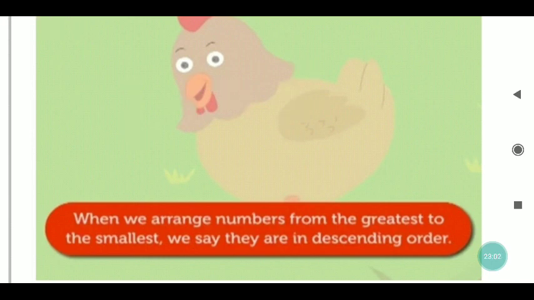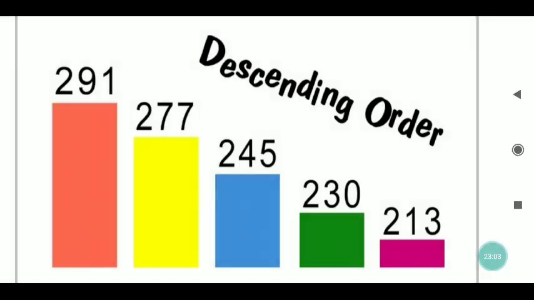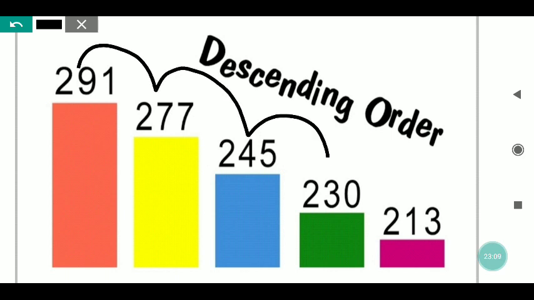Just see one example. See, my dear, in this example, the biggest number, the largest number, is coming first, and then after it is decreasing. That is why it is called decreasing order also.